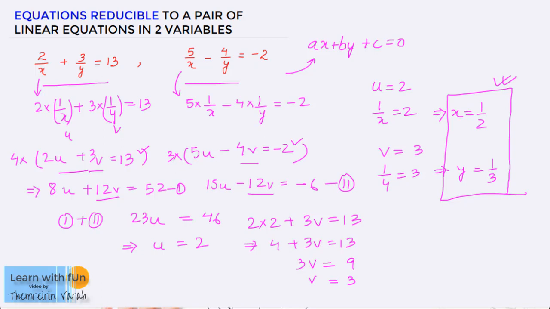In this way, we can solve linear equations with terms in reduced form.